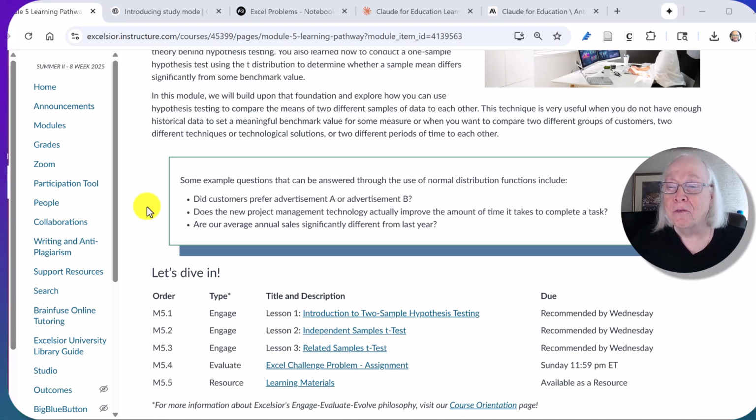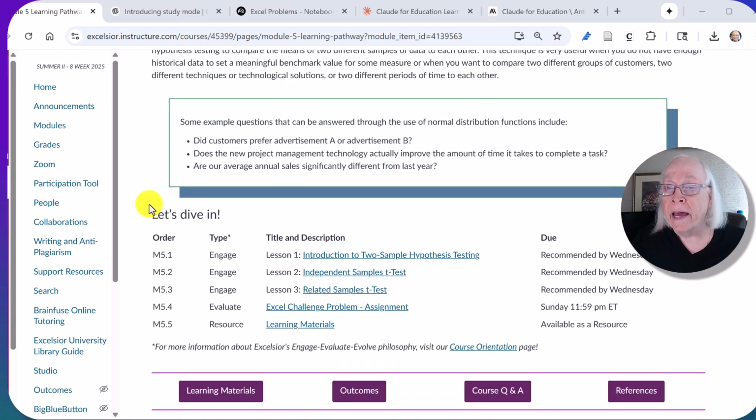Anyway, just a few minutes here to go over Module 5. In Module 5, we're going to be introduced to the two-sample hypothesis test. Back in Module 4, we did a one-sample test, in which we compared the mean of a sample of data to some benchmark value that we have attained some way. Now we've got two samples, and we're trying to compare the means of those samples.